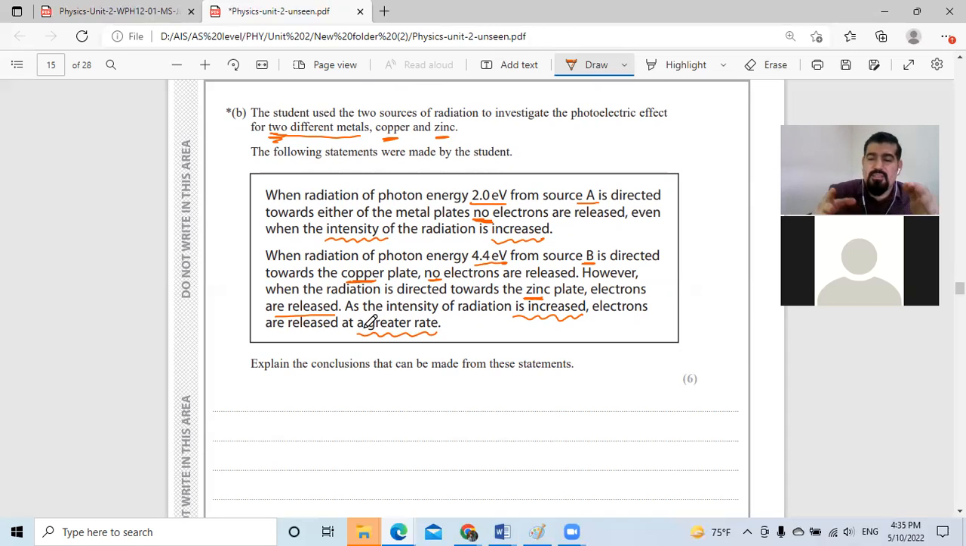I have to tell them that the work function for both of these metals is greater than 2.0 electron volt. So source A, which has photons of energy 2 electron volt, is not sufficient to liberate electrons from the surface of each metal. So that means each metal has a work function greater than 2 electron volt. And also copper has a work function greater than 4.4, but not zinc. Zinc has a work function between 4.4 and 2.